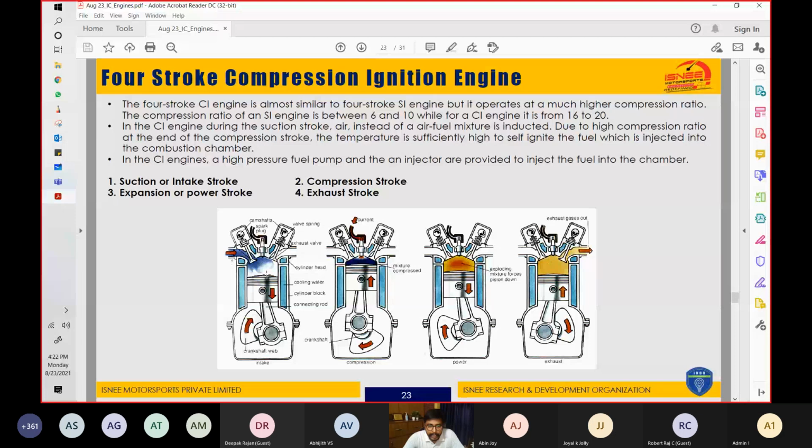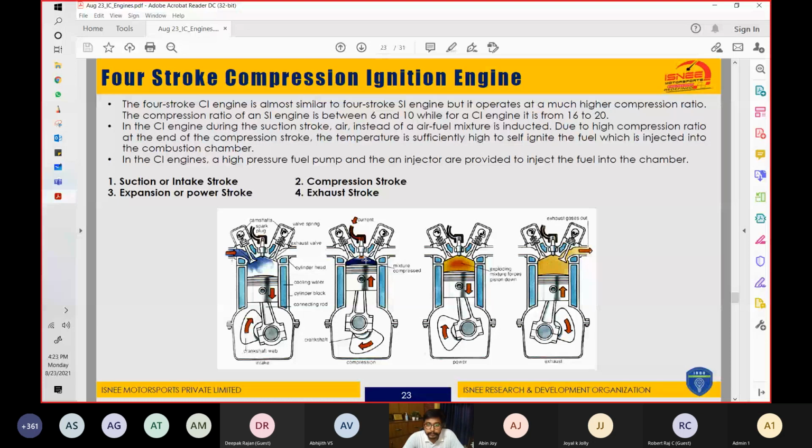air is compressed, and after the air is compressed, its temperature will be increasing. And at the same time, when the piston reaches the top dead center, atomized fuel is sprayed into the combustion chamber. Atomized fuel means very fine droplets of the fuel. So it will be sprayed into the combustion chamber.